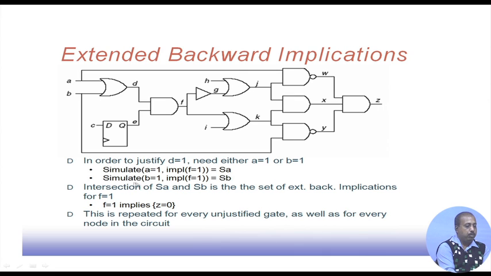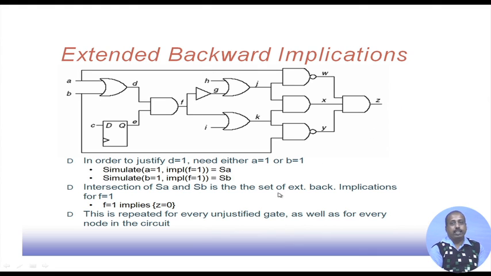Similarly, if we simulate S B, that is if we simulate this particular case b equal to 1 for implication f equal to 1, we get the set of signals S B. So, if you take the intersection of S A and S B, we will see that z equal to 0 will come out. So, it means that f equal to 1 sets z to be equal to 0.